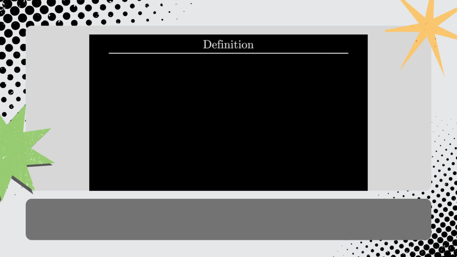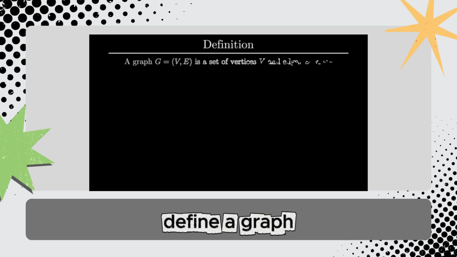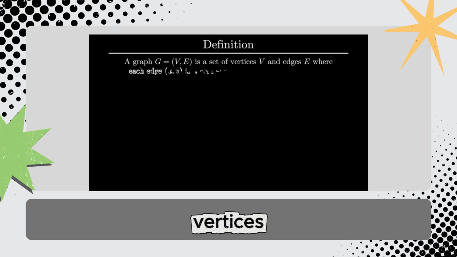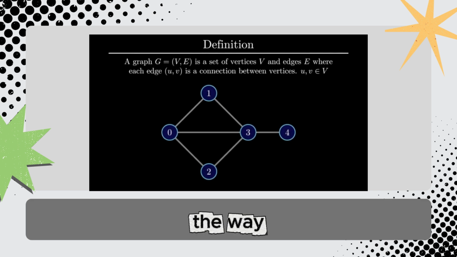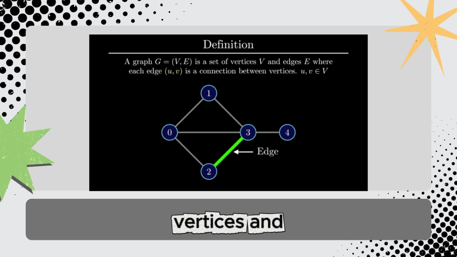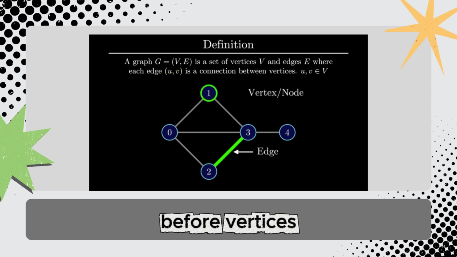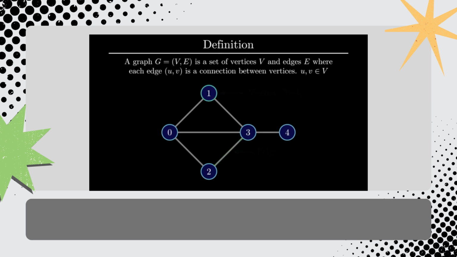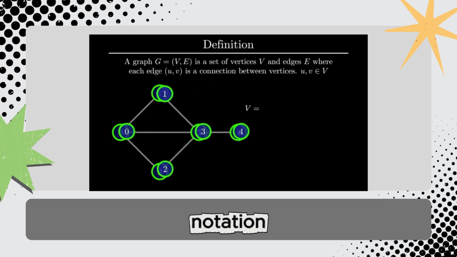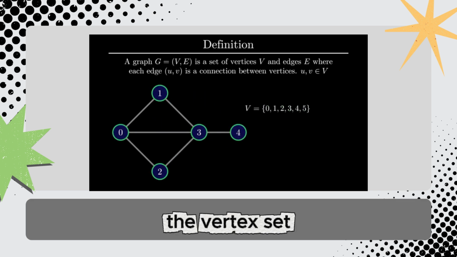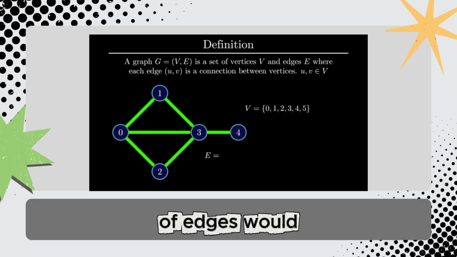First, I'll proceed to formally define the graph. A graph is a set of vertices and edges where each edge is a connection between vertices. The way we usually denote an edge in a graph is by referring to it as a pair of vertices. And, as mentioned before, vertices and nodes are just different names of the same concept that we will use interchangeably when discussing graphs. Feel free to mathematically write down the definition of a graph in your set notation. For this particular graph, the vertex set looks like this, and our set of edges would be denoted with this notation.